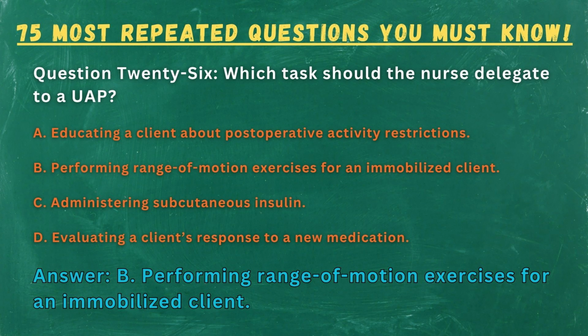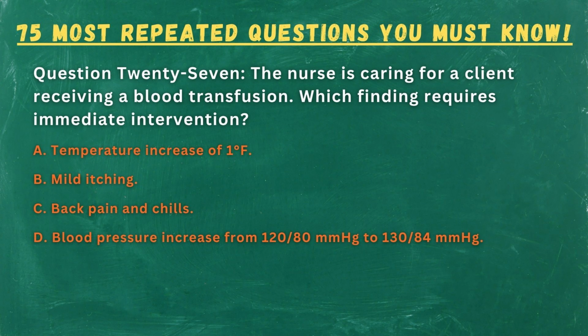Answer: B. Performing range of motion exercises for an immobilized client. Question 27. The nurse is caring for a client receiving a blood transfusion. Which finding requires immediate intervention? A. Temperature increase of 1 degree Fahrenheit. B. Mild itching. C. Back pain and chills. D. Blood pressure increase from 120/80 mmHg to 130/84 mmHg.